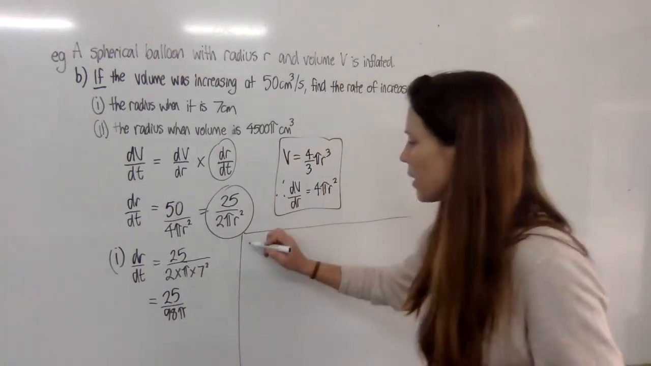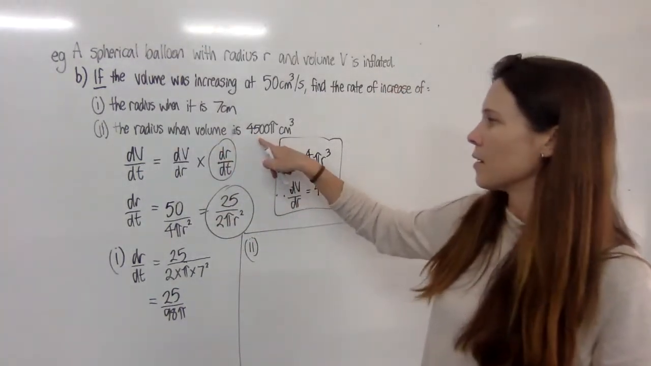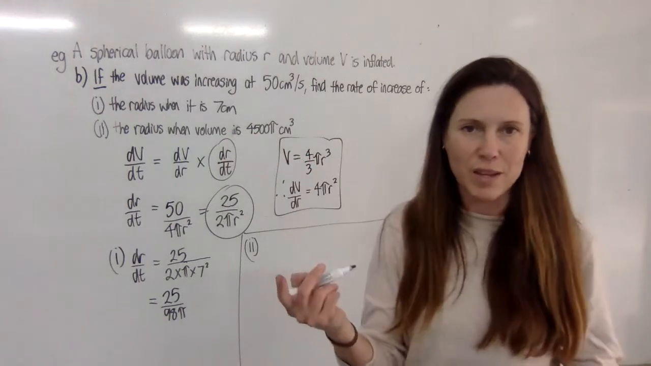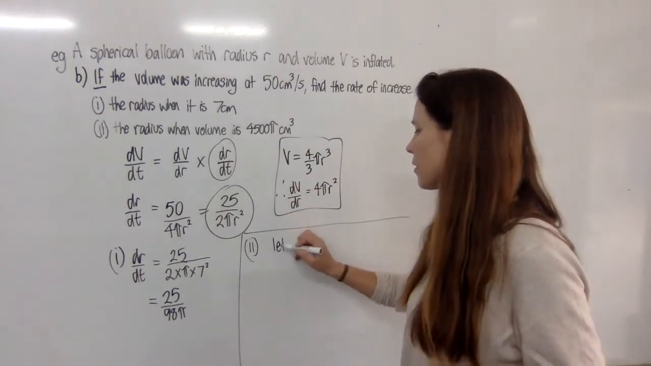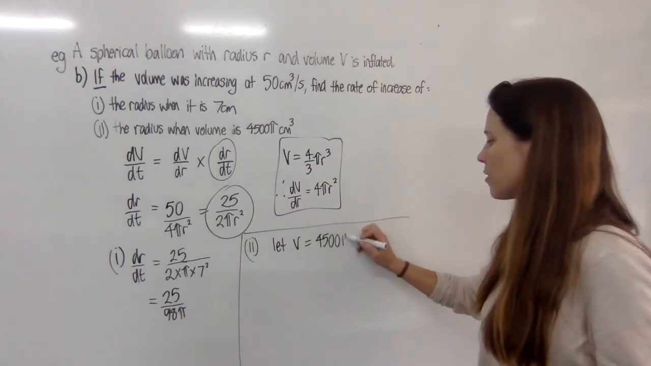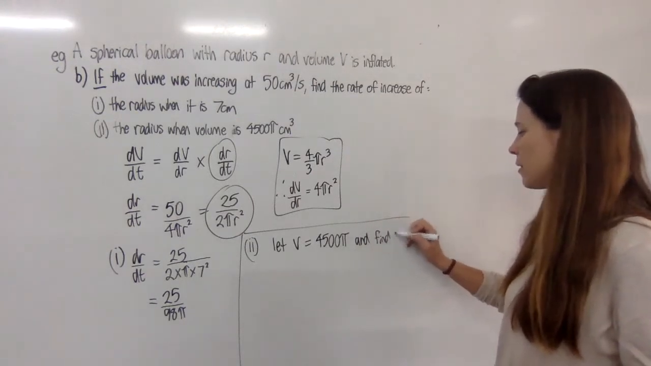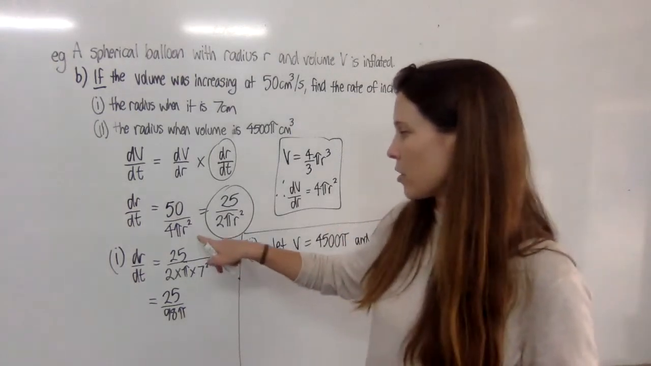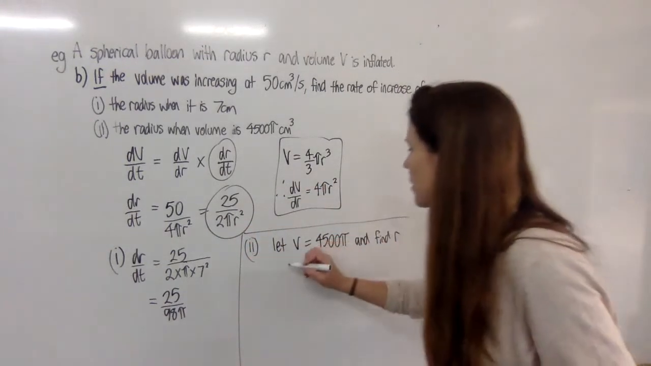So for the second part, they're asking me what dr/dt is when the volume is a certain thing. There are 2 ways to do it. I could say, let volume equal 4500 pi and find r, and then once I've got r, I'll be able to just sub it into here. Okay, does that make sense? Let's do it that way to start with.